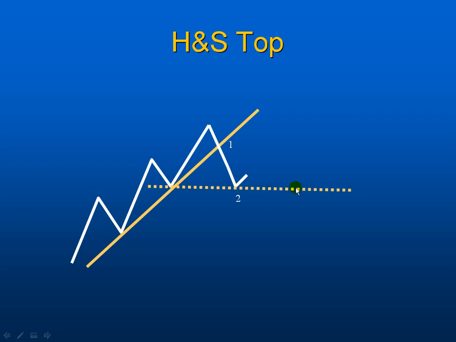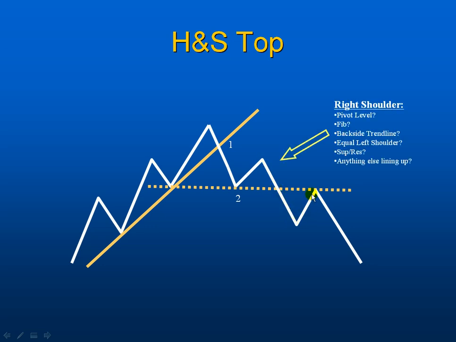We now have our neckline in place, and then we look for the right shoulder to form. Here the right shoulder equals the left shoulder, which is one of the technical considerations when looking for your entry. And then now price moves below the neckline, comes back and retests the neckline, and moves downwards.